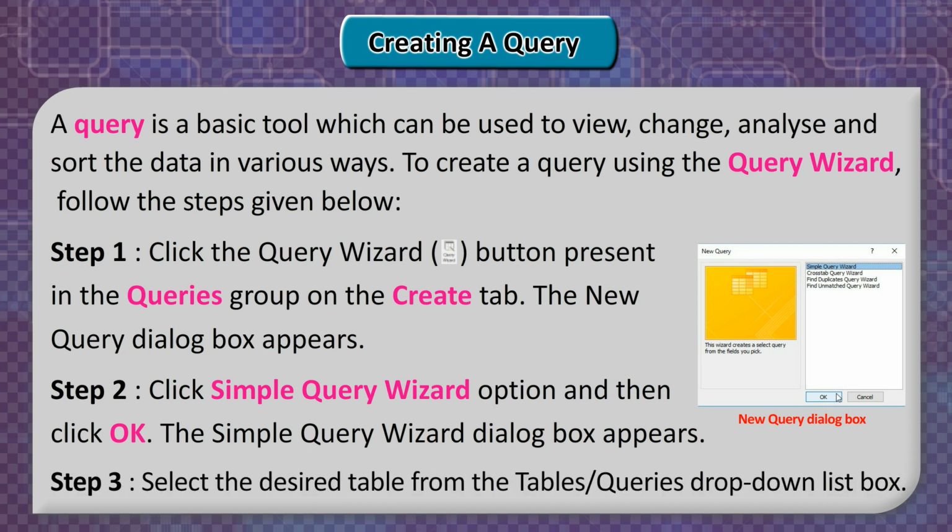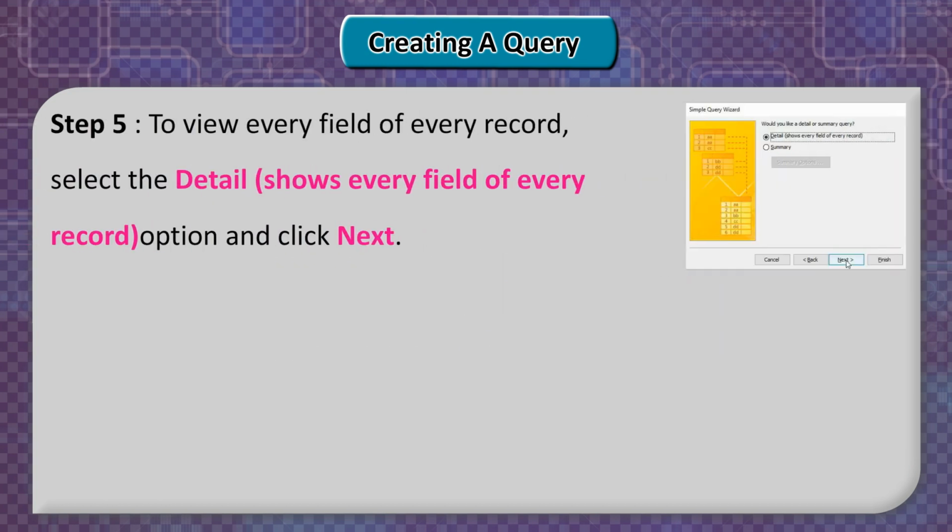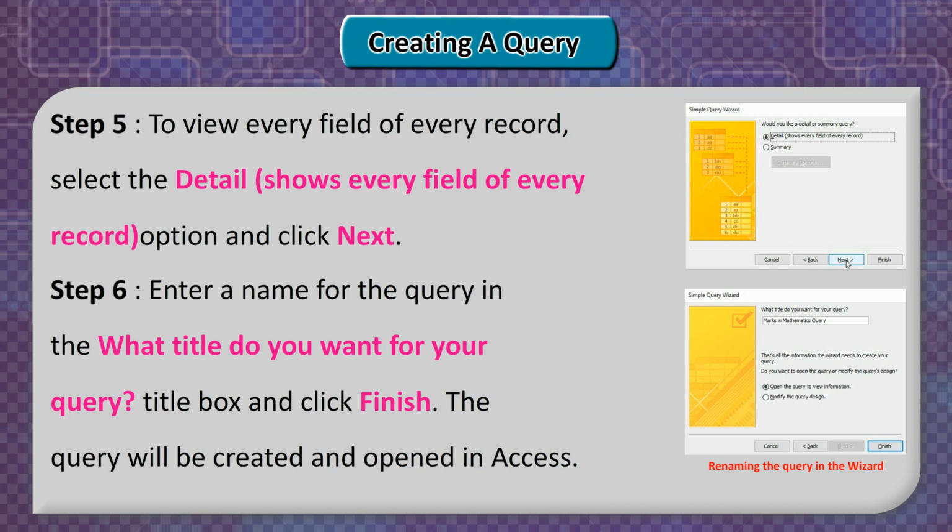Step 3. Select the desired table from the Table/Queries drop-down list box. Step 4. Select the desired fields and click the button to move the selected field from the Available Fields list to the Selected Fields list. Repeat until you move all the desired fields. Click Next. Step 5. To view every field of every record, select the Detail, Shows every field of every record option and click Next. Step 6. Enter a name for the query in the What title do you want for your query title box and click Finish. The query will be created and opened in Access.